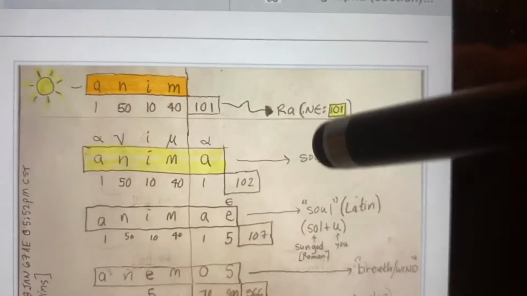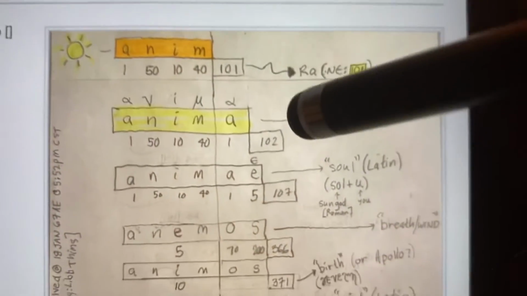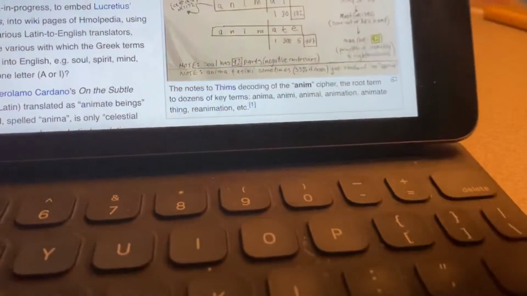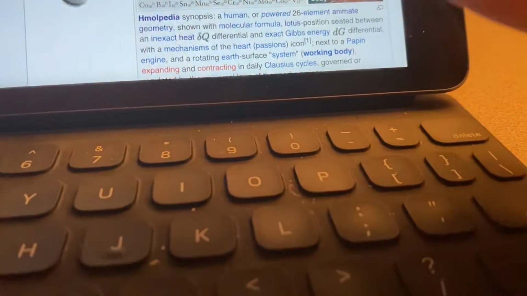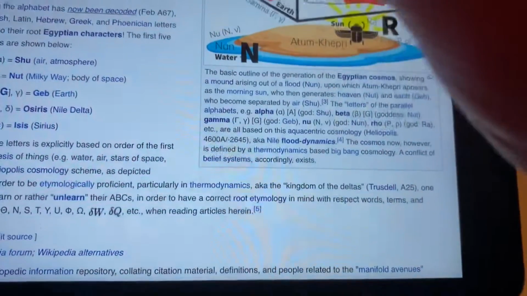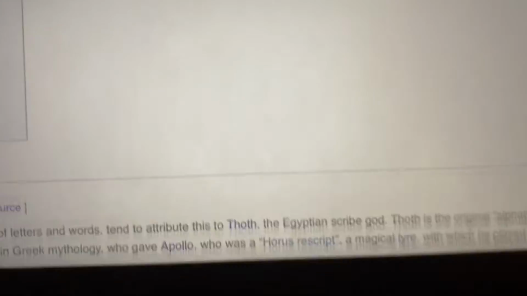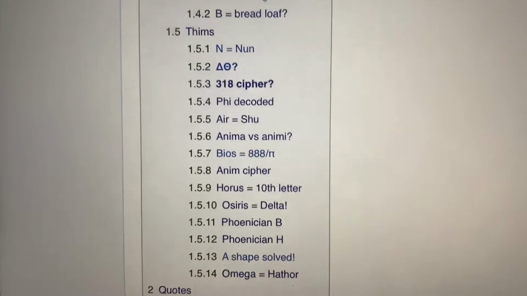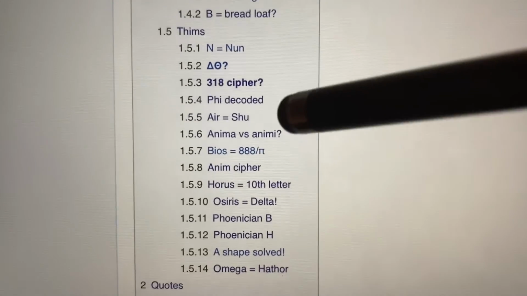yields all of these different anom words: anima, soul, animos, anime, animal, and these are all the main decoding steps of the alphabet. This was done over the course of 2 years.